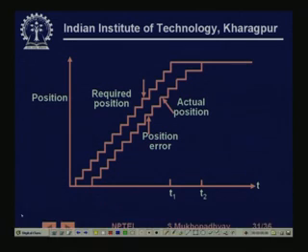It is shown discretely. Initially the required position is going up because reference pulses are coming. For some time the encoder pulses are coming slowly, so a position error builds up, that position error is maintained, and then finally that position error gets killed.